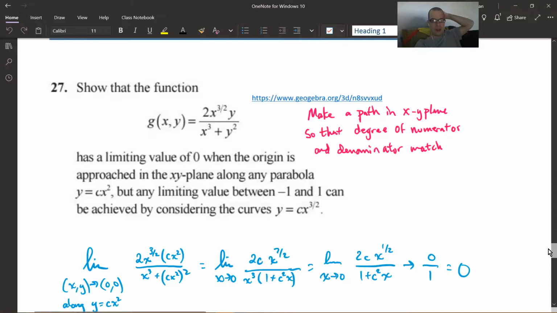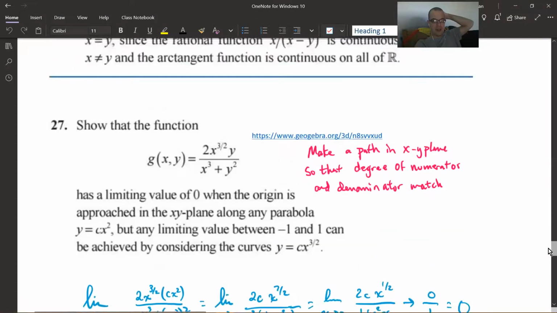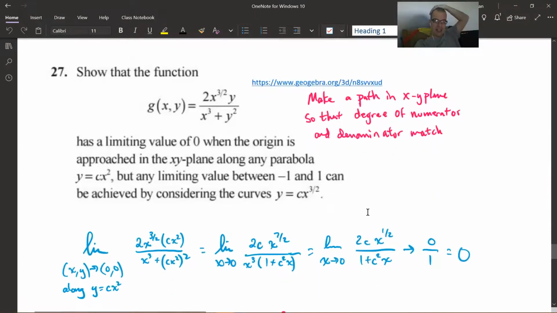So the work that I have down here in blue is this first part where we're not necessarily being super clever. The degree of the numerator and the degree of the denominator are not necessarily going to match.